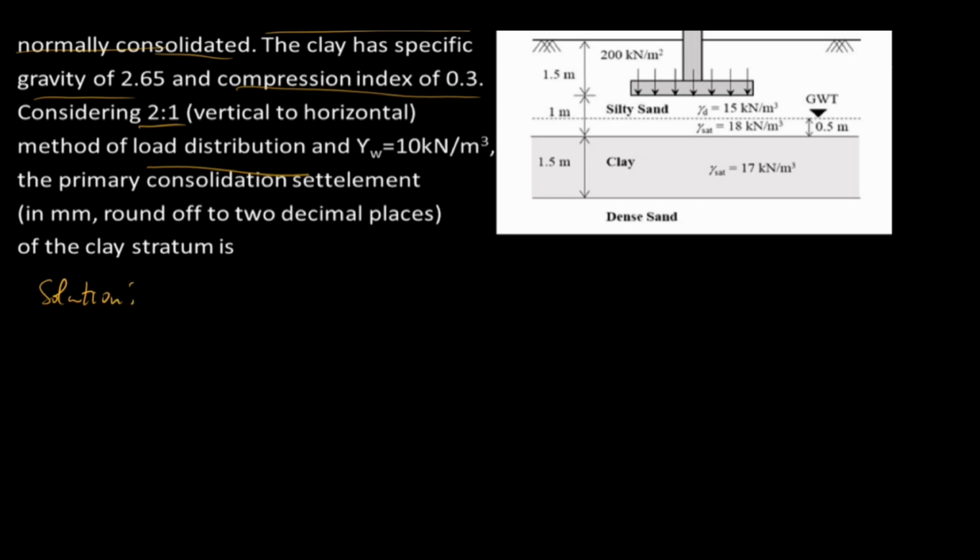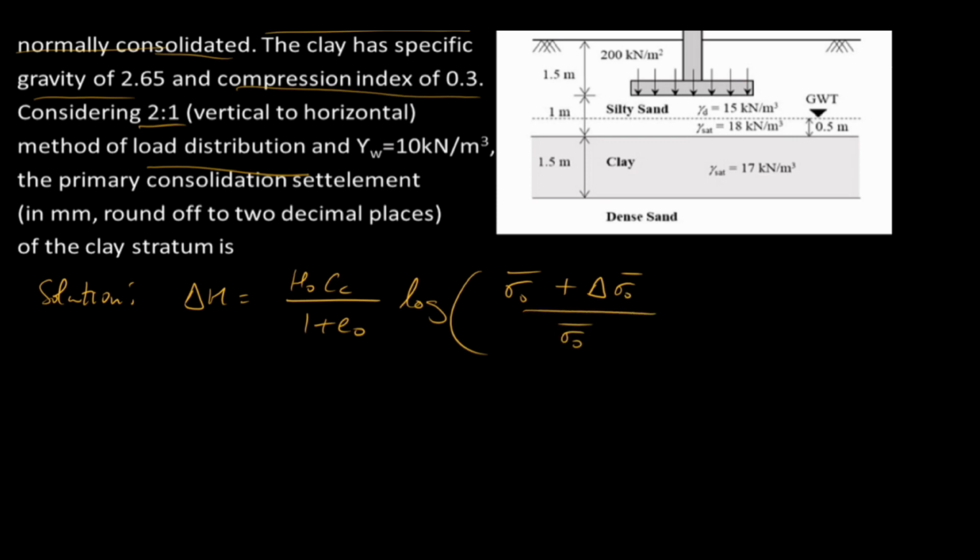The equation for primary consolidation settlement of the clay stratum is nothing but delta H equal to H naught Cc by 1 plus e naught into log of sigma naught dash plus delta sigma dash, divided by sigma naught dash.